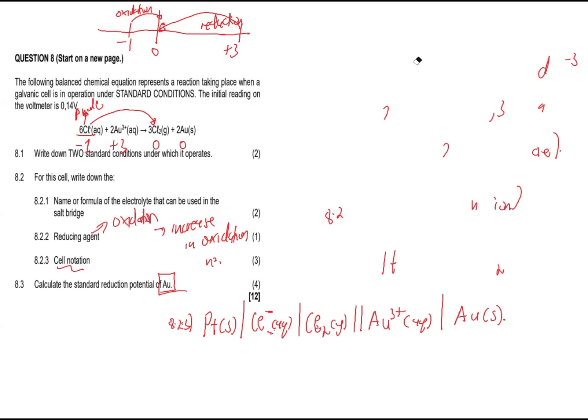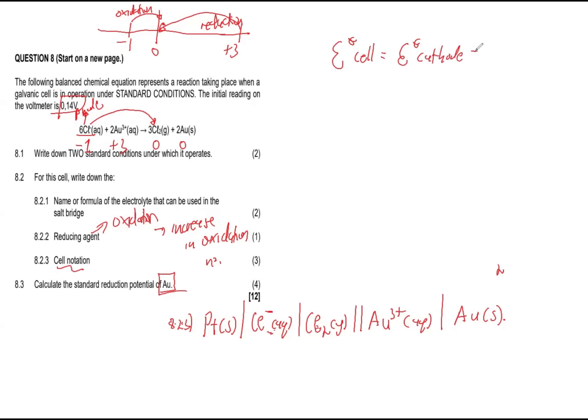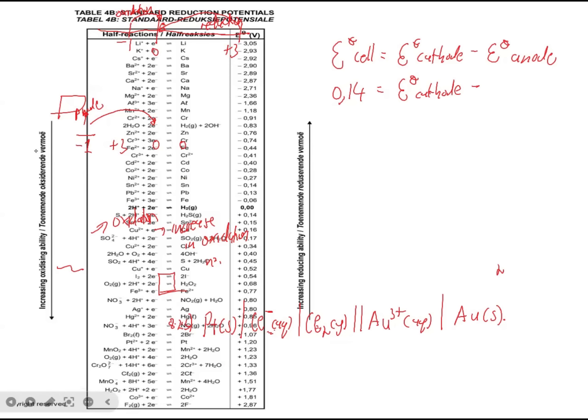And then, okay, calculate the standard reduction potential of Au. So this is how we're going to calculate that. Note that we are already given the E cell. So we're just going to go E cell is equal to E cathode minus E anode. Now we have 0.14, and then we don't have E cathode. So that is going to be minus the E anode. Now the chlorine, let's check it up. What is the cell potential for the chlorine?